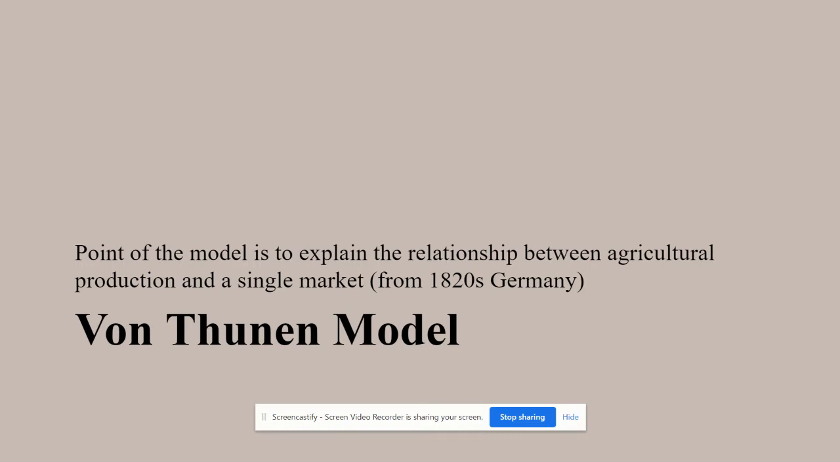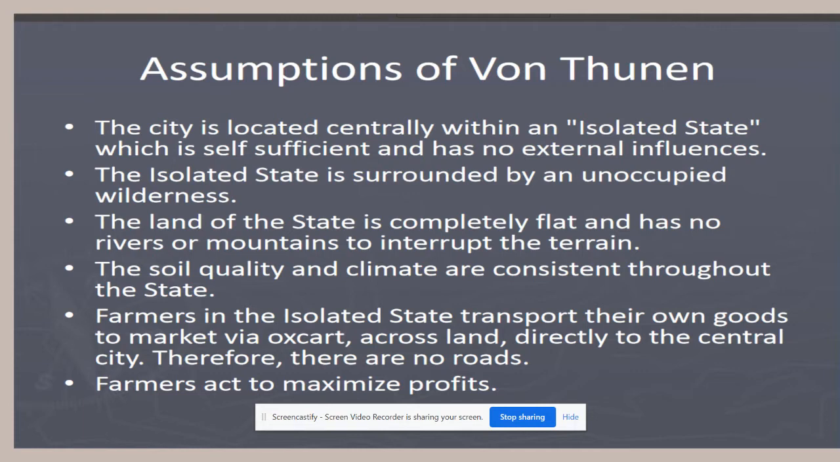There are a lot of important things to keep in mind as you're thinking about von Thunen's model. The first of which is that it is from 1820s Germany. So Heinrich von Thunen, I think it's Heinrich, I don't remember, lived during this time. Some general assumptions of the von Thunen model are that it is an isotropic plane.